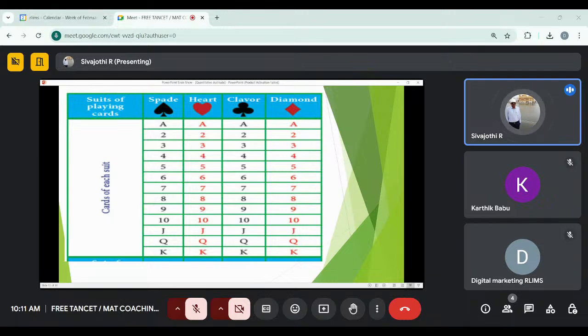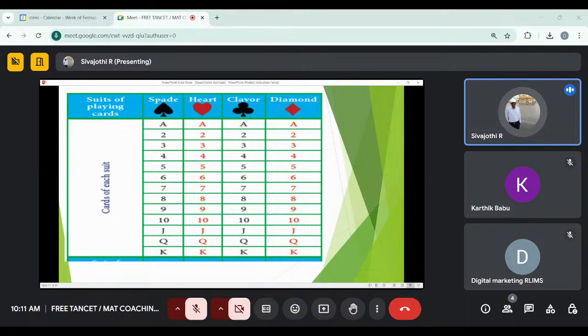And we may go for cards. In a deck we have four different types: spade, heart, club, and diamond. Spade, we have 13 cards. Heart, we have 13 cards. Club, we have 13 cards. And diamond, we have 13 cards.